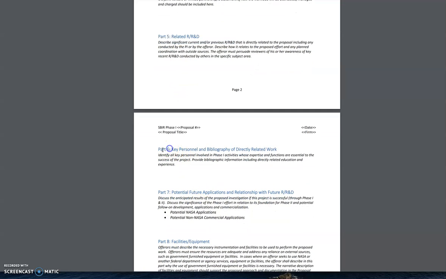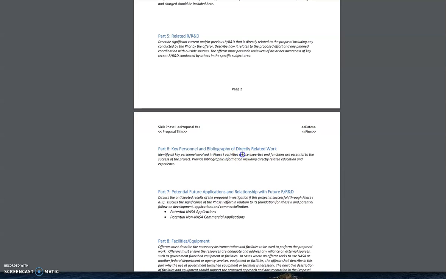If I come down to this next section, part 6, key personnel, etc., it says identify. So that means I'm going to name them and probably give some expertise. If I continue with the sentence, it says identify all key personnel. So that means every single person who is going to be involved. In this case, it's called phase 1. And here we have their expertise and what are their functions.